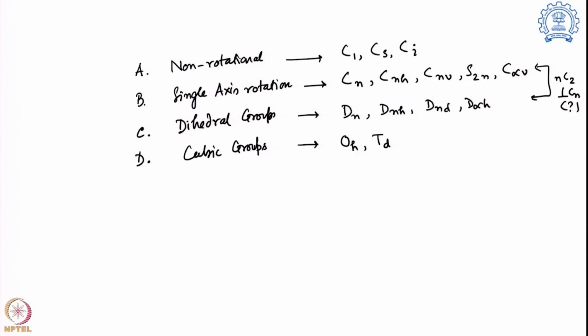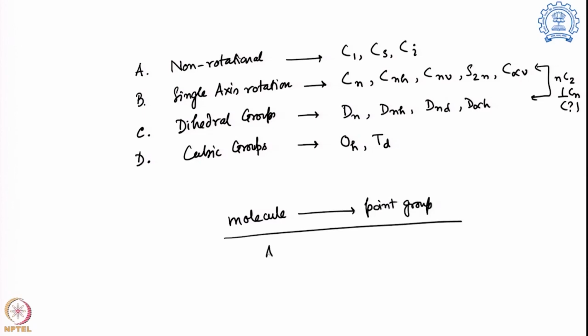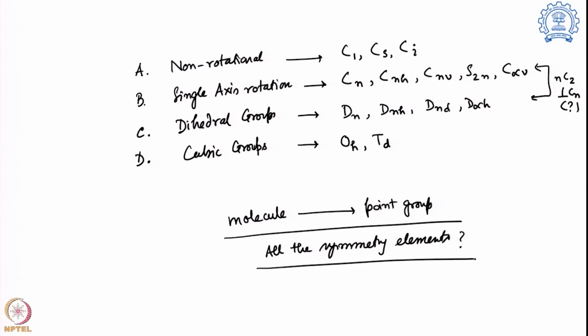Now, the question is, for a particular molecule, if I try to find its point group, do I need to figure out all the symmetry elements in there? Or can I very easily find a rational way to figure out much more easily what the point group of a molecule will be, and that we will be covering in the next segment.